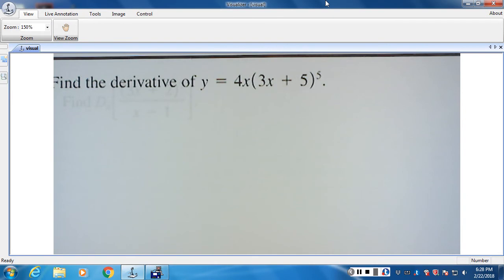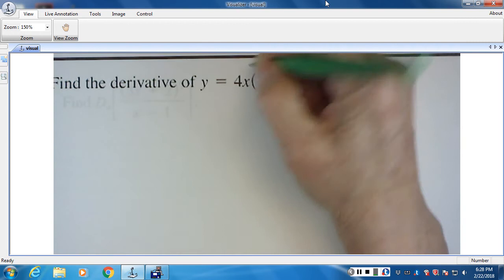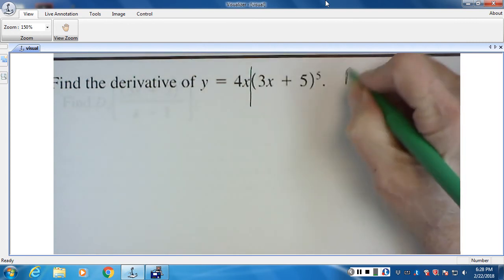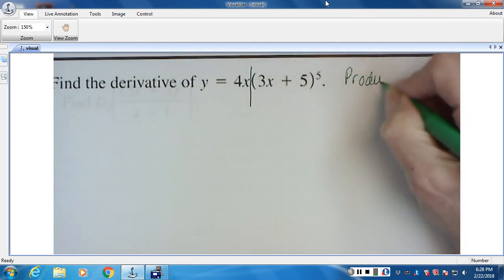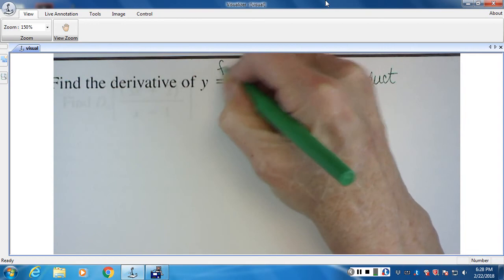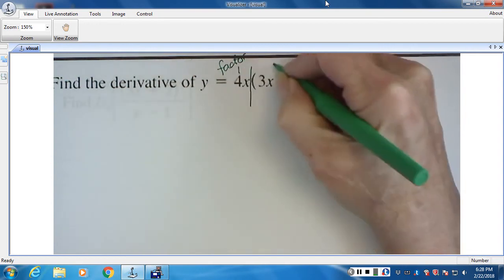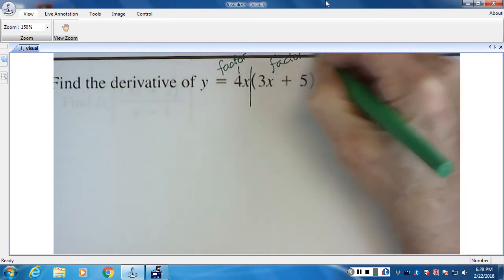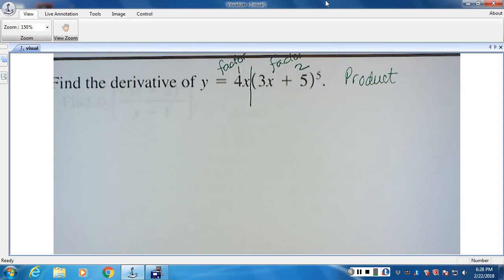A product rule, because that's the product of 4x times the quantity 3x plus 5 that's been raised to the 5th power. So it's a product rule first and foremost, and you'll have to learn to recognize that. This is factor 1. This is factor 2. No, factor 1 being the first part of the multiplication.